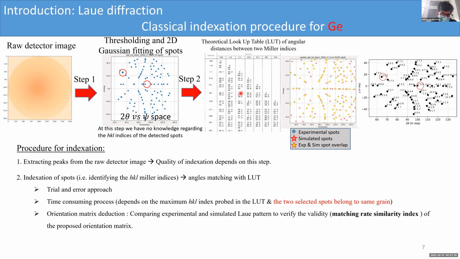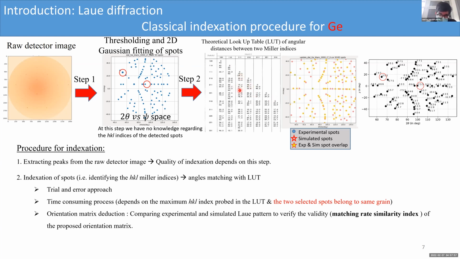The process is similar to how EBSD also indexes. So there is no complication here. The only problem is that you have to apply a lot of brute force, because in a single crystal, it's okay. Obviously you will find 2 spots that belong to the same grain, but as soon as you go into a polycrystalline material, the possibility of finding 2 spots that belong to the same grain diminishes. So you have to try several spots, compare them with a bigger lookup table, and then find a solution.